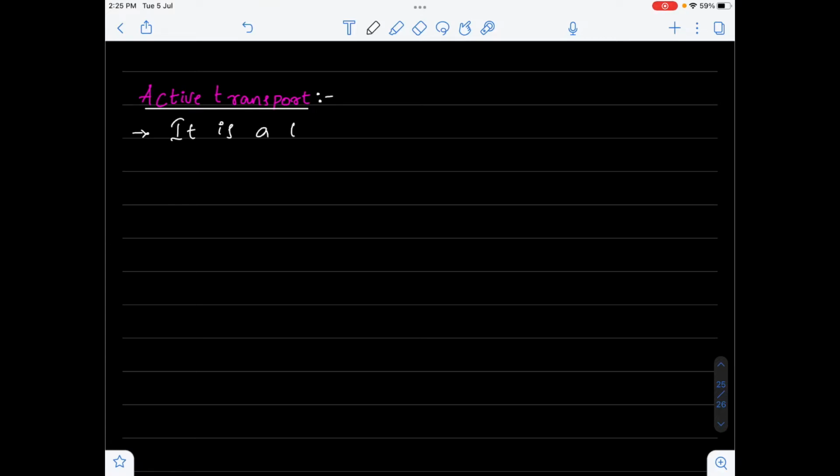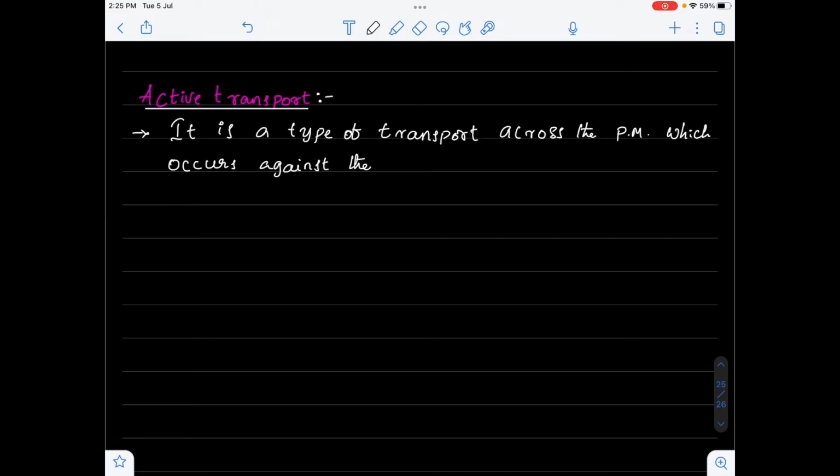It is a type of transport across the plasma membrane which occurs against the concentration gradient with the expenditure of energy.